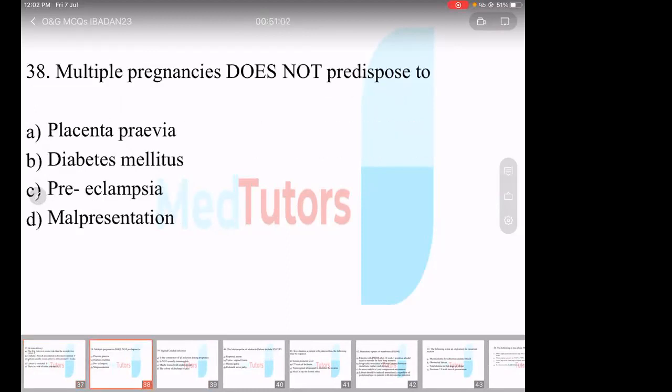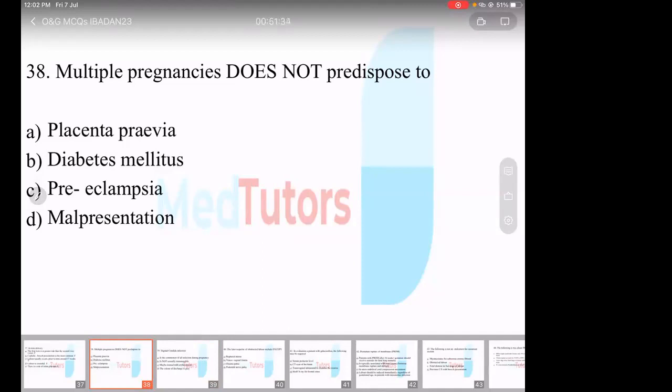38. Multiple pregnancies does not predispose to A, placenta previa, B, diabetes mellitus, C, preeclampsia, D, malpresentation. So, of course, multiple pregnancies can predispose the woman to gestational diabetes. It is also a risk factor for preeclampsia, malpresentation. So the only thing here that the woman doesn't get predisposed to is placenta previa.